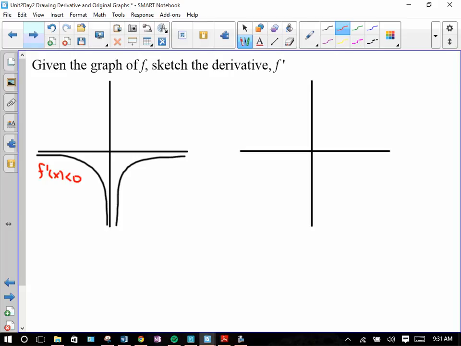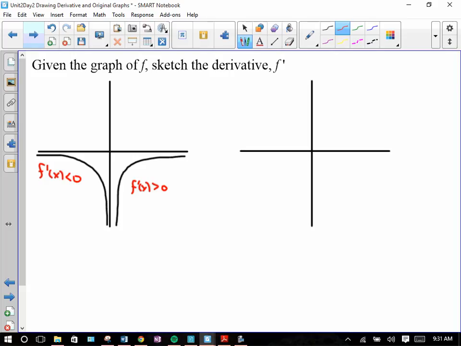Right? What about on the other side of the graph? Is this function increasing or decreasing? Increasing. All right, so we say f prime of x is greater than 0. Are we taking care of everything? Have we looked at the entire graph? Yes. All right, so it tells us that on the left hand side, f prime of x is less than 0.